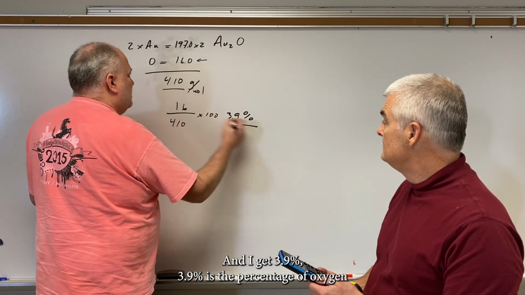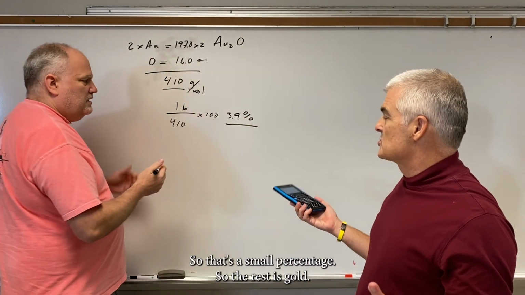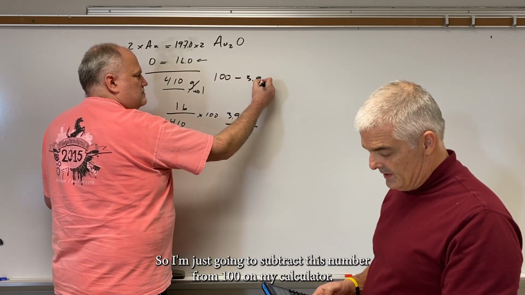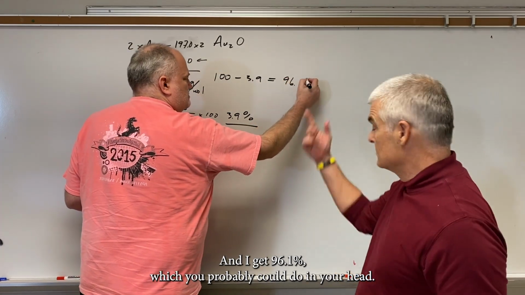3.9% is the percentage of oxygen. That makes sense because it's 16 out of 400. It's a small percentage, so the rest is gold. So I'm just going to subtract this number from 100 on my calculator, and I get 96.1%, which you probably could do in your head.